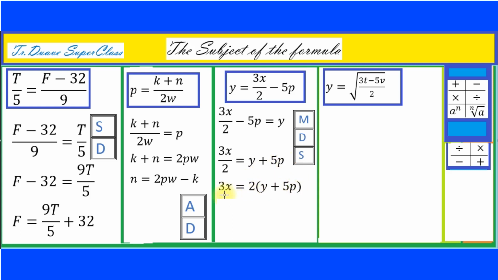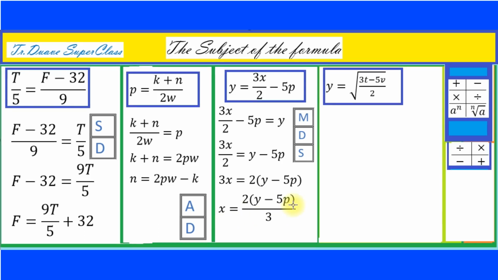And then finally we have 3x. As you can see, 3 is multiplying x, so we want to take this 3 that is multiplying to the other side. It was multiplying, so it's going to divide. So we have x equals 2 inside the brackets y plus 5p, all over 3. That's it. The same happens here. Let's just check.